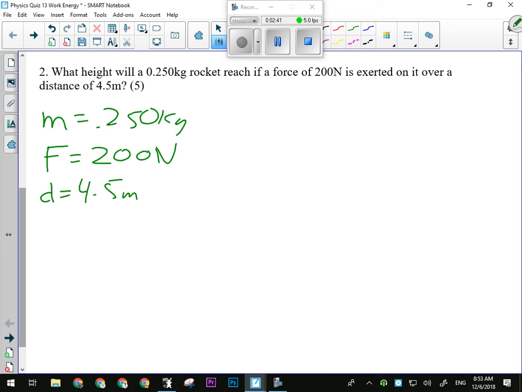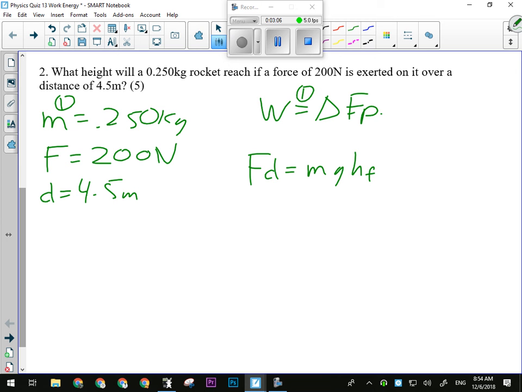So we've got 1 mark for givens here, and work in this case is changing what kind of energy? Potential energy. I mean, it is changing the kinetic energy as well, but that's not what they're asking us about. They're asking what's the maximum potential energy that we're going to have. So work equals the change in potential energy. I can have a mark for that. Force times distance equals m times g times h final minus m times g times h initial, but it's on the ground initially, so we don't need to worry about that part.